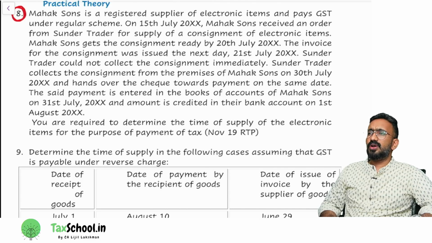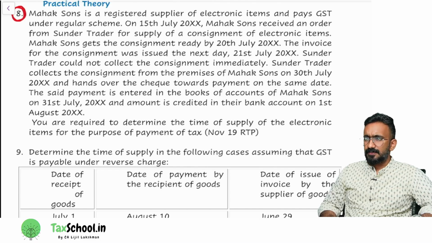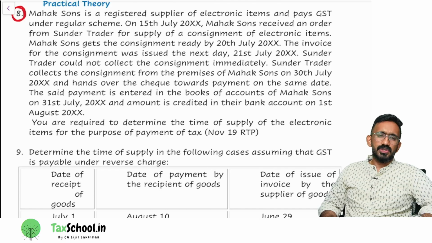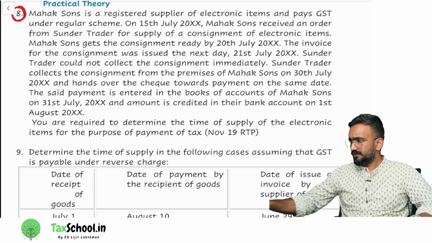Sundar Trader could not collect the consignment immediately. Sundar Trader collects the consignment from the premises of Mehak and Sons on 30th of July and hands over the cheque towards payment on the same date. The said payment is entered in the books of accounts of Mehak and Sons on 31st of July and the amount is credited in their bank account on 1st of August. You are required to determine time of supply of electronic items for the purpose of payment of taxes.